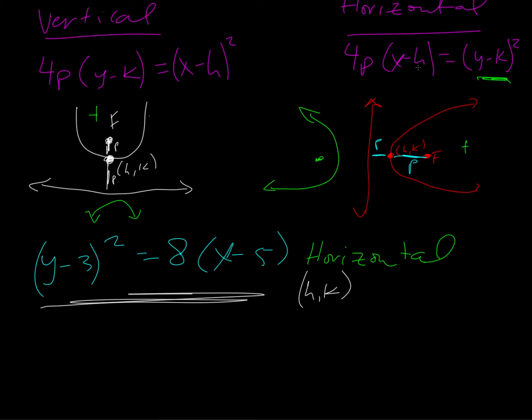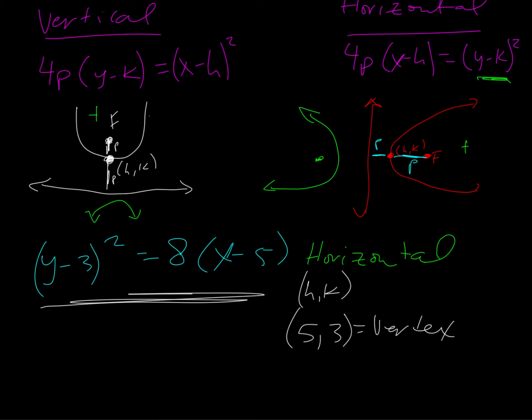So the vertex is just going to be h comma k. If we look right here, h is grouped with our x value, and it's the opposite sign, so h is a 5. K is grouped with our y, and it's also the opposite sign. So our vertex is (5, 3).